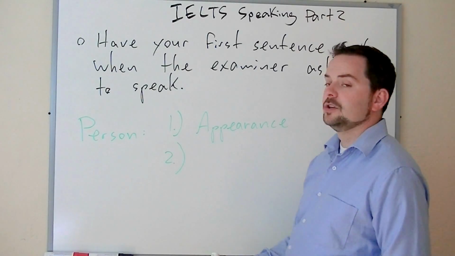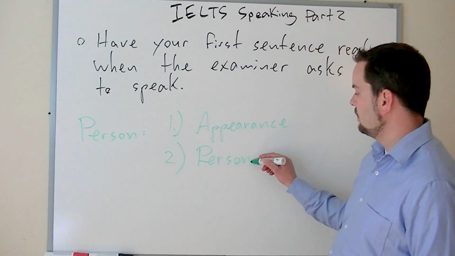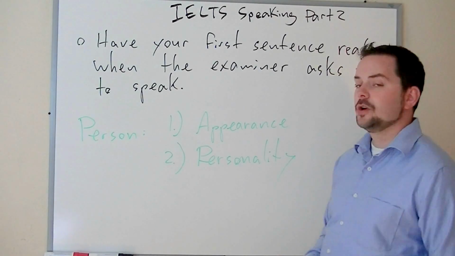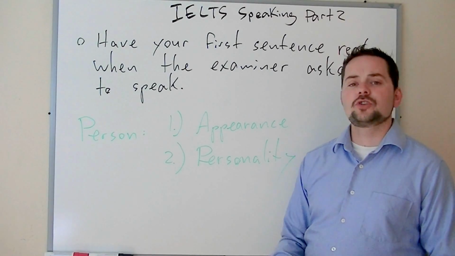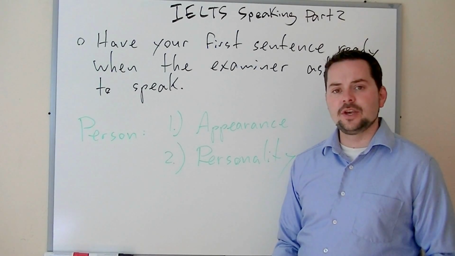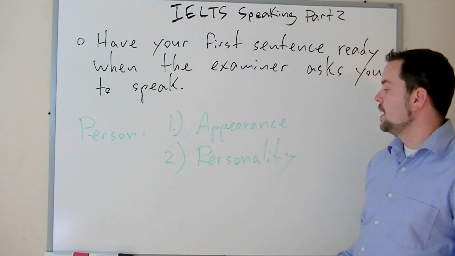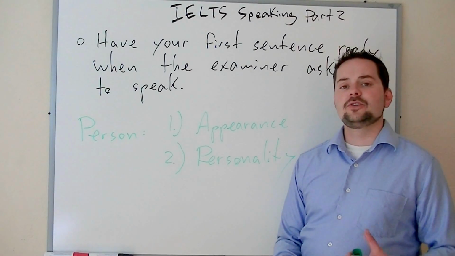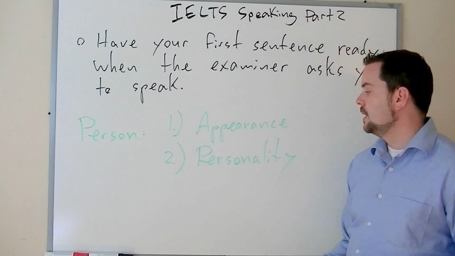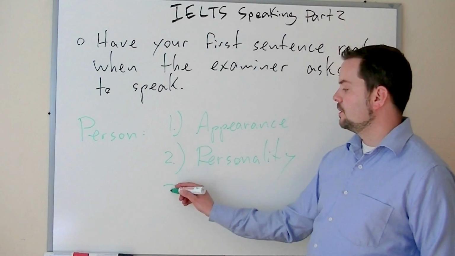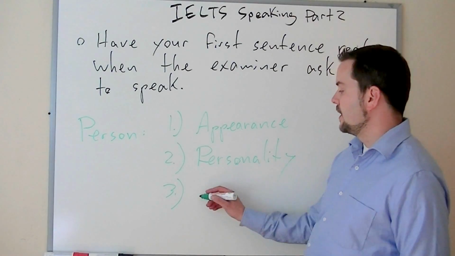The second part to describing a person is, of course, their personality. So the personality is, for example, kind, honest, strict, hardworking, sincere, generous, funny, and so on. Personality usually will answer the why question, so why do you remember this person, or why is this person famous, and so on. Now, a very important third part to describing people, and many students forget this, is their actions.